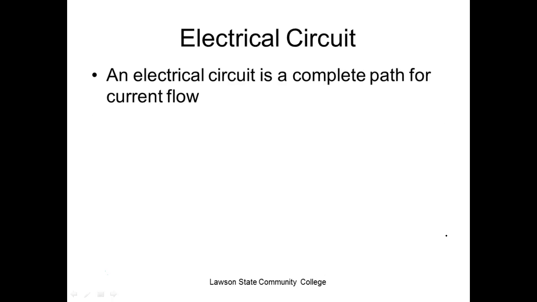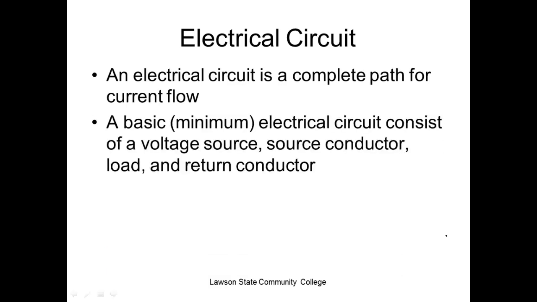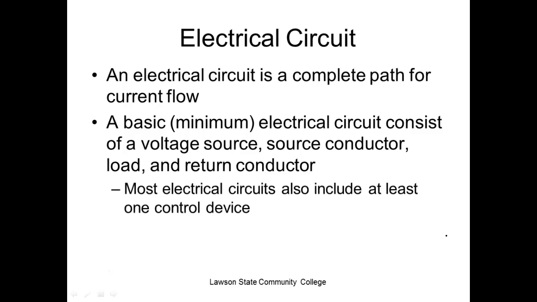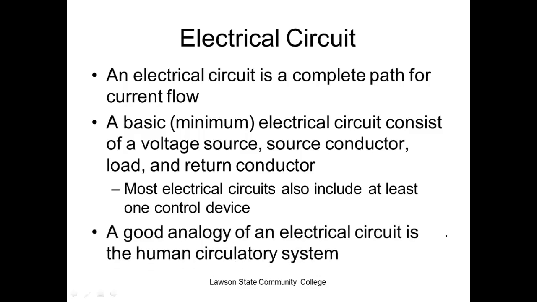Electrical circuit is a complete path for current flow. Basic electrical circuit consists of a voltage source, a conductor, a return conductor, and a load. The problem with AC though is your source conductor and the return conductor are constantly what? They're swapping. DC, they don't change. Most electrical circuits also consist of at least one electrical control device. So like here, I got these lights right here off, I got those lights on, we got some control device that allows me to do what? Yeah, to turn them off and on.